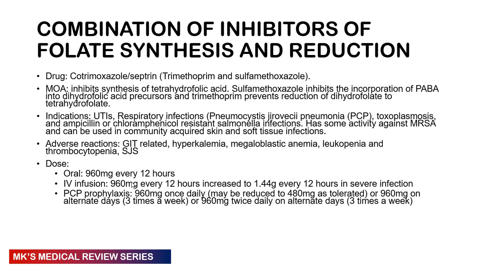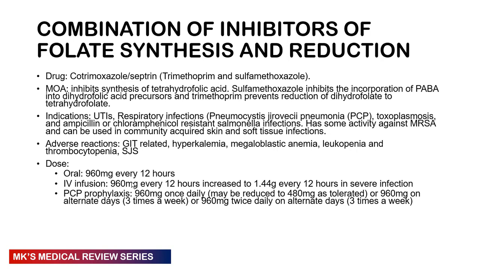So the sulfamethoxazole is inhibiting the incorporation of PABA into dihydrofolic acid precursor. Then the trimethoprim is going to be preventing the reduction of dihydrofolate into tetrahydrofolate. So this can be used for urinary tract infections, respiratory tract infections like PCP, which is now referred to as Pneumocystis jirovecii, toxoplasmosis, and ampicillin or chloramphenicol resistant Salmonella infections, and it has some activity against methicillin resistant Staphylococcus, as well as community acquired skin and soft tissue infections.